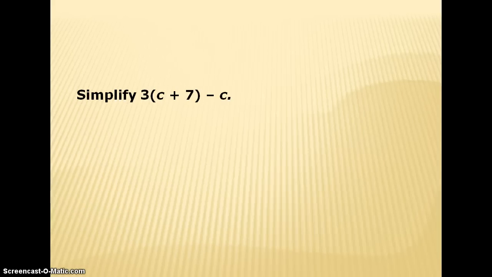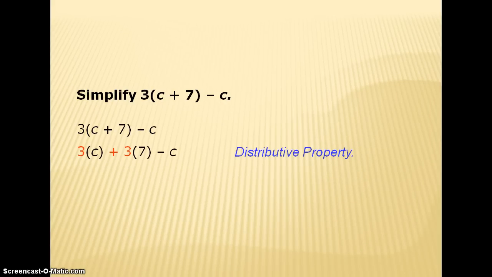Let's try another one. Distribute 3 times c plus 3 times 7. Again, leave the c on the outside alone. So 3c plus 21 minus c. Combine the c terms to get 2c plus 21.